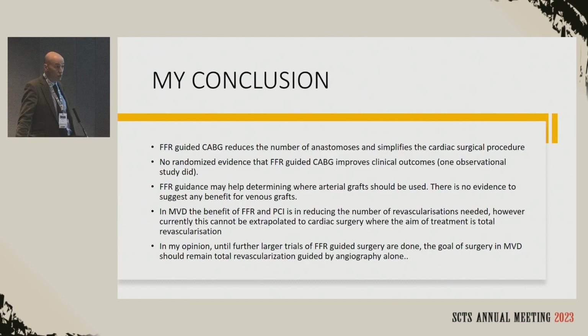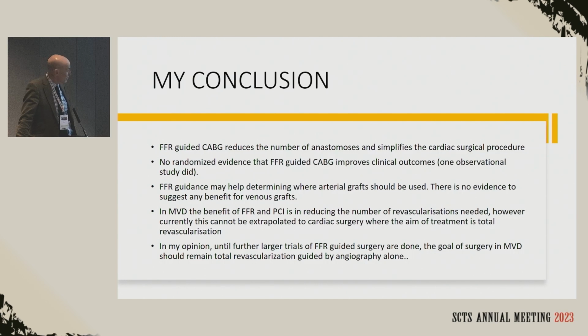If you're going to do a bypass operation, you want to know that the LAD is significantly stenosed, and you want your LIMA to work, so that's where an FFR will be very helpful. In multivessel disease, the benefit of FFR and PCI is in reducing the number of revascularizations needed. However, I don't think this can be extrapolated to cardiac surgery, where the aim of treatment is total revascularization.